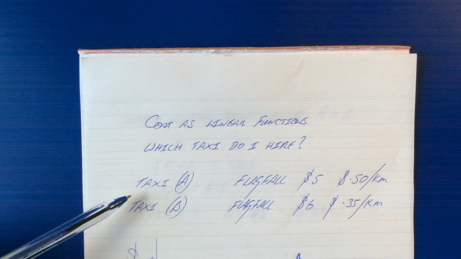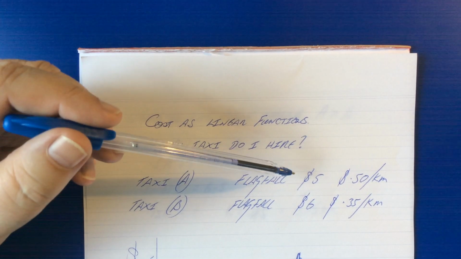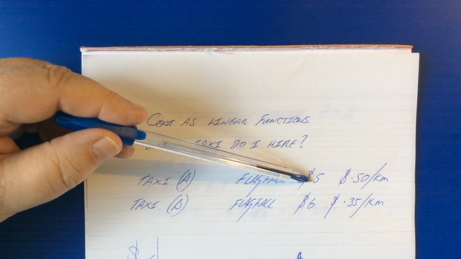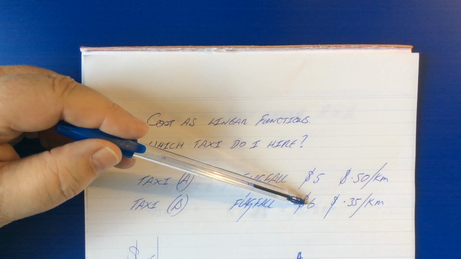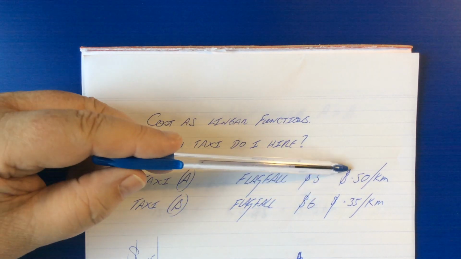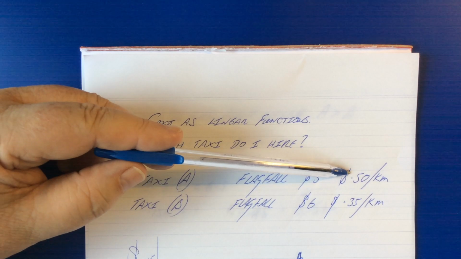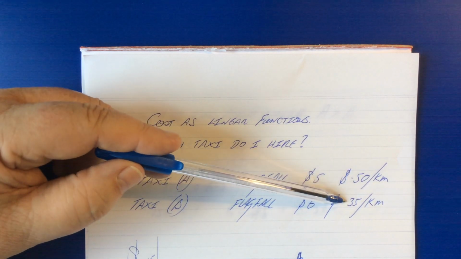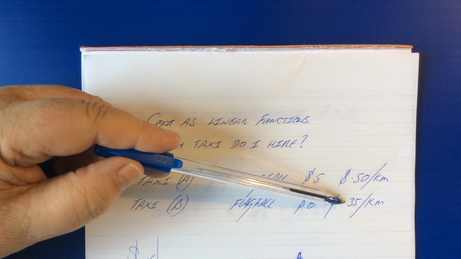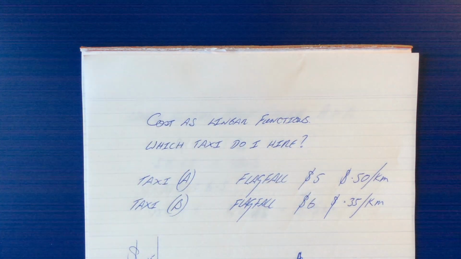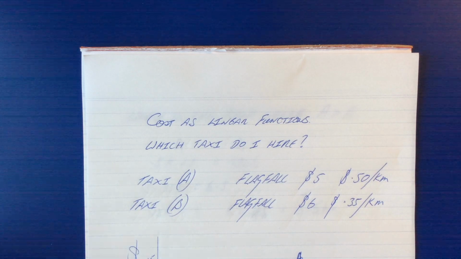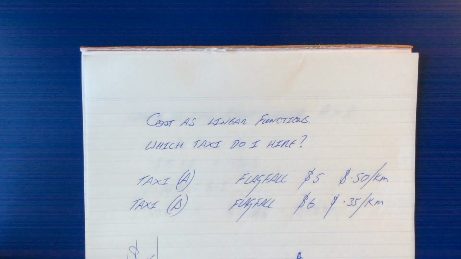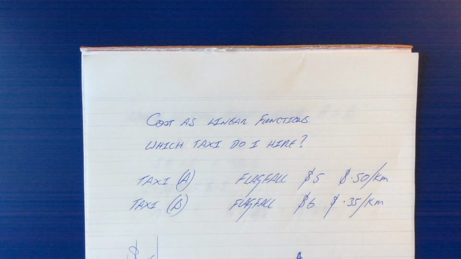We have two taxis, taxi A, taxi B. They have different fare structures. The minute you get in taxi A, there's a $5 charge. The minute you get in taxi B, there's a $6 charge. Their rate per kilometre is 50 cents in this case and 35 cents in this case. This may be wildly off the mark in reality, but it's useful for our purposes.